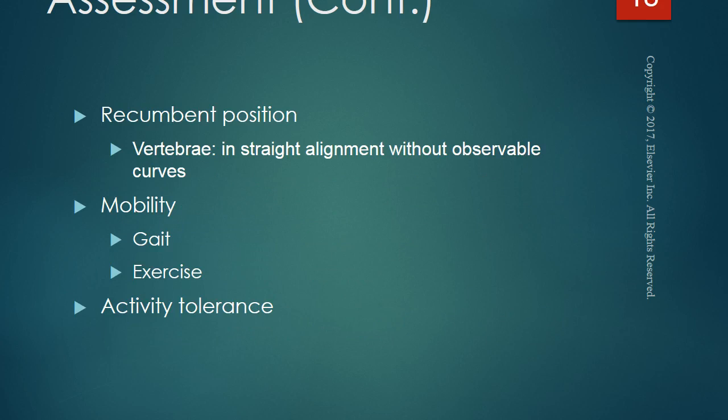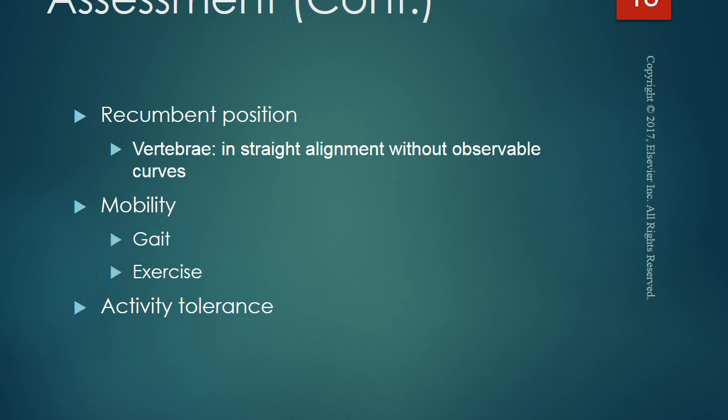When assessing a patient in the recumbent position, place the patient in lateral position, removing all positioning supports except one pillow. The vertebrae are in straight alignment without the observable curves. Assessment of mobility helps to determine the patient's coordination and balance while walking, the patient's ability to carry out ADLs, and the patient's ability to participate in an exercise program.